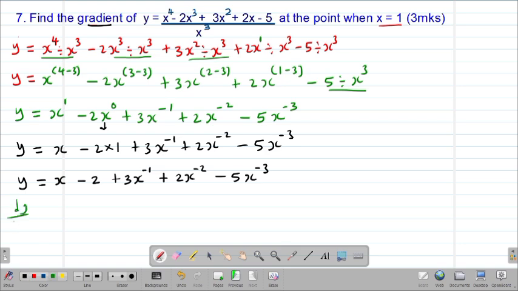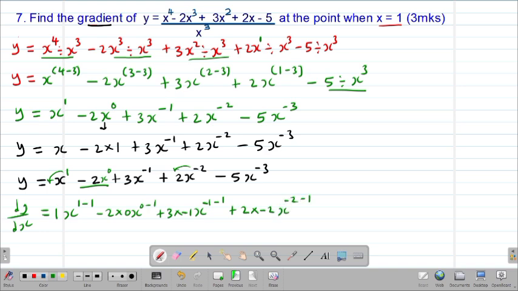Therefore our dy/dx will be equal to, if I differentiate these, of course this will pre-multiply, so this will be 1 x to the power 1, then I subtract 1 from the power. The derivative of a constant is always 0 because this is x to the power 0, so this will be negative 2 multiplied by 0, then x to the power 0 minus 1, then plus 3 multiplied by negative 1, x to the power negative 1 minus 1, then positive 2 multiplied by negative 2, x to the power negative 2 minus 1. Then this will pre-multiply here, so I'll have negative 5 multiplied by negative 3, then x to the power negative 3 minus 1.